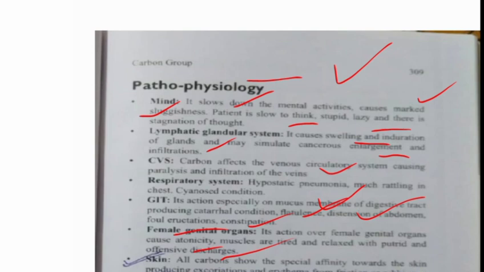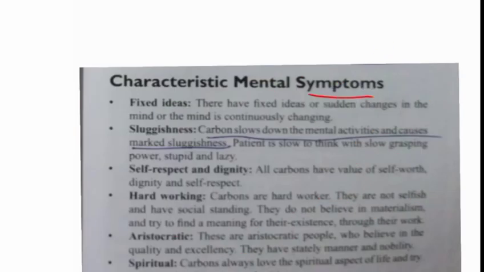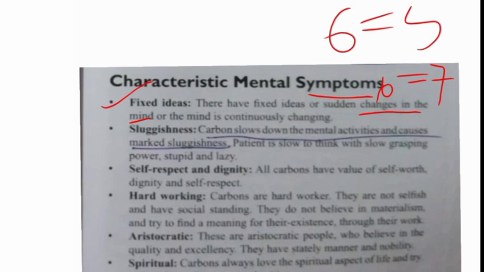Then mental symptom, fixed idea, which we discussed before. Fixed idea means a person of the carbon group is of a very dominating nature. Why are they dominating, why are they fixed? Because of sudden changes in the mind. Sometimes they say 6 is equal to 7, and sometimes they say 6 is equal to 5, and they always want you to admit it. If you do not admit, then they become very upset, that is the fixed idea, okay. Continuously changing their mind.